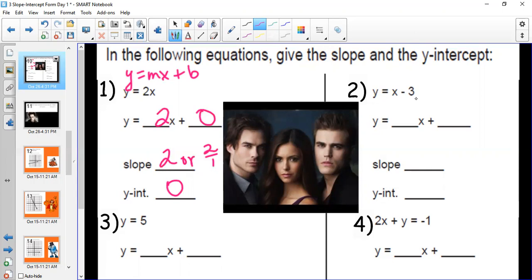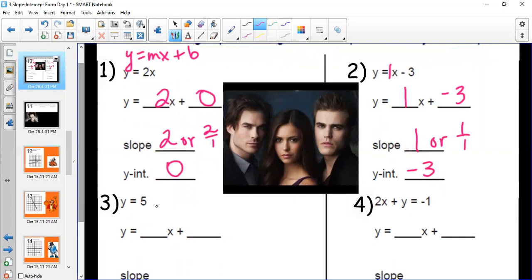Okay, number 2. If there is not a number in front of the x, remember there is always that imaginary 1 there that we would fill in. And since this is a -3, it would be plus a -3. So our slope here would be 1, or again, when we go to graph it, would be 1 over 1. And the y-intercept would be at -3.